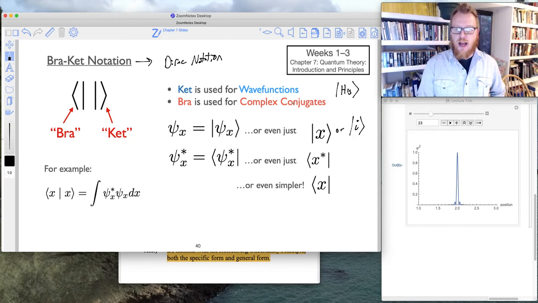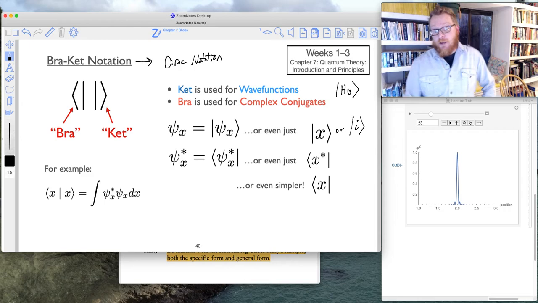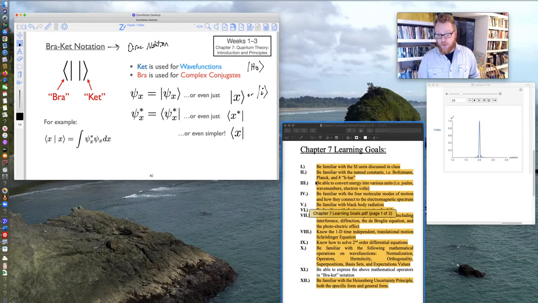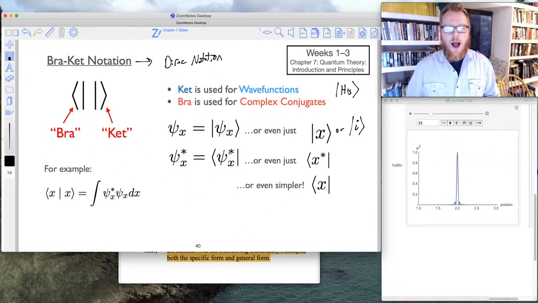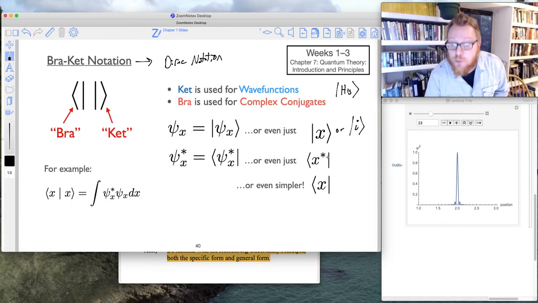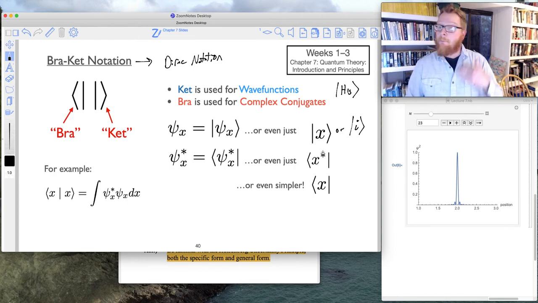The bra is for the complex conjugate. So we wrote psi star x as the complex conjugate of the wave function psi of x. I could put that psi star x in the bra, and that tells me that I'm talking about the complex conjugate. I could even just put x like that if I wanted to. But really, I don't even have to put the star right there, because if I put this in a bra, that automatically means I'm talking about the complex conjugate.